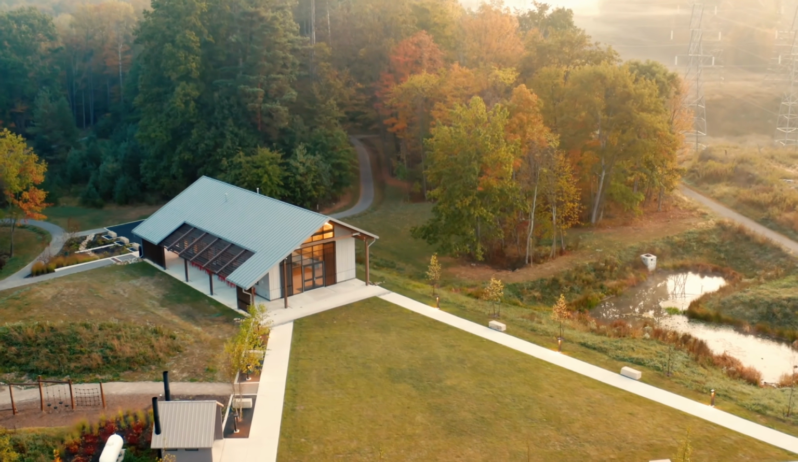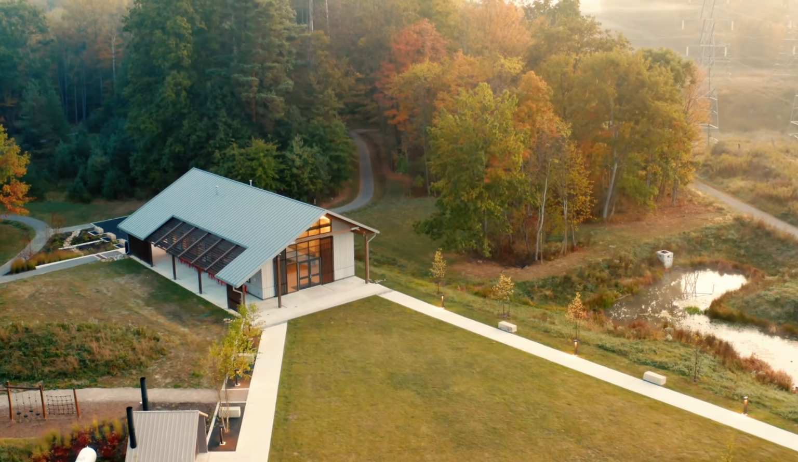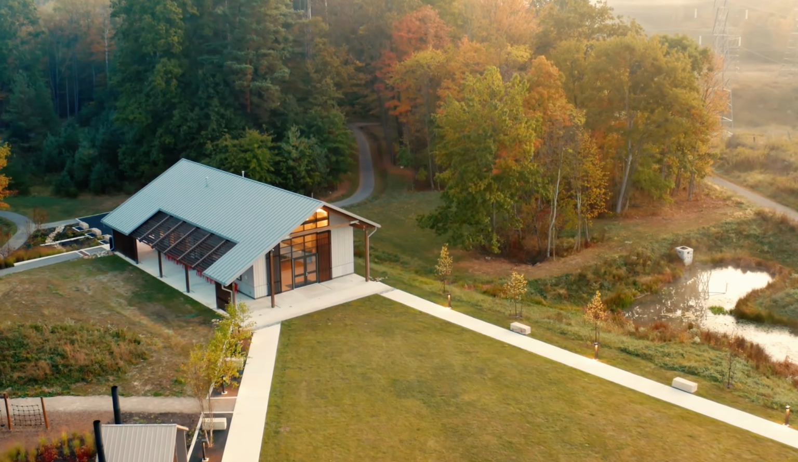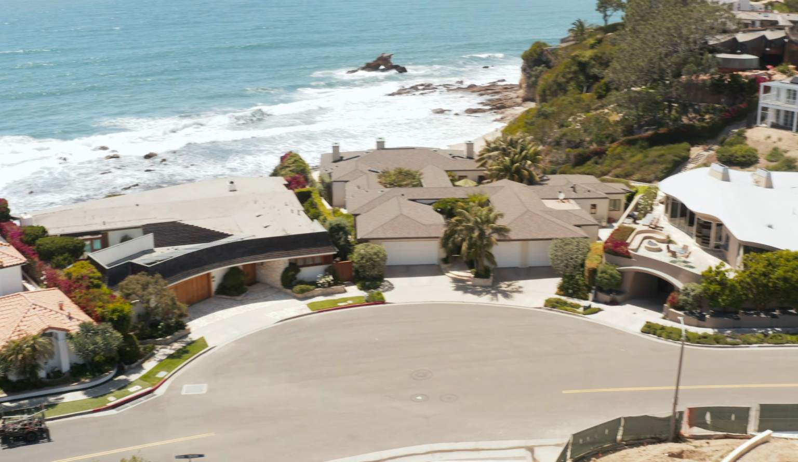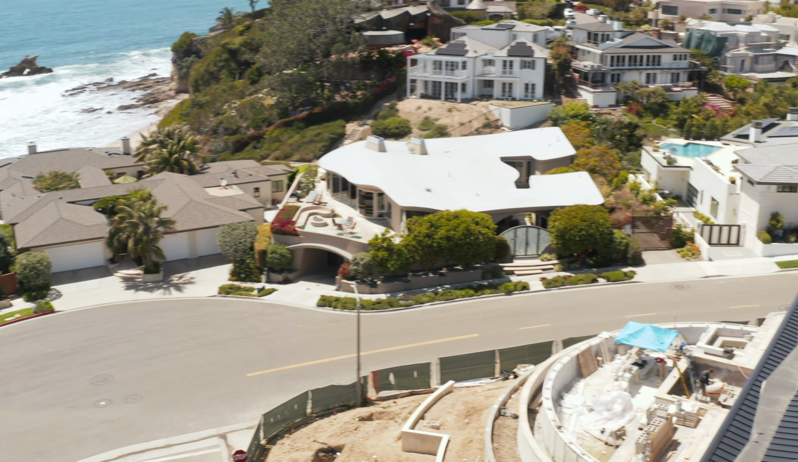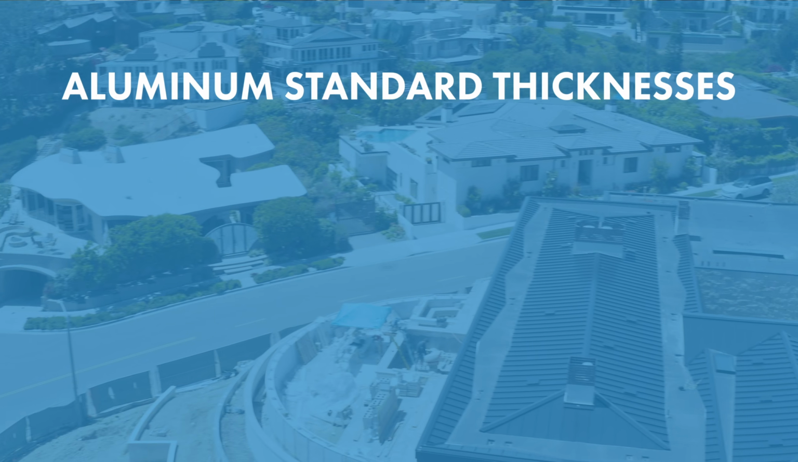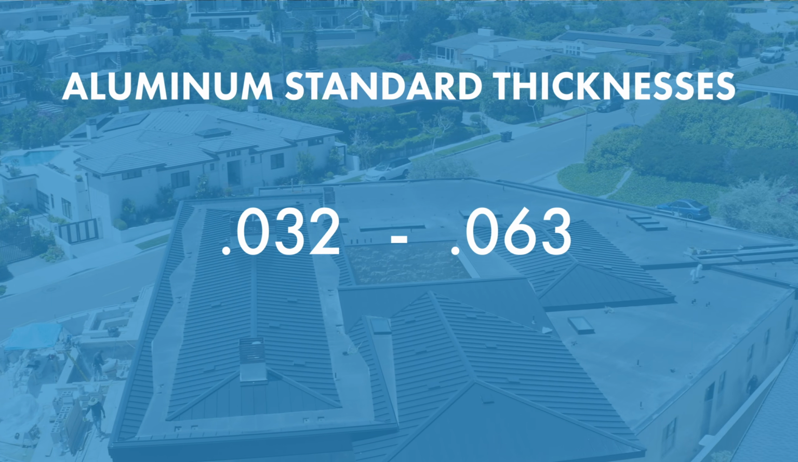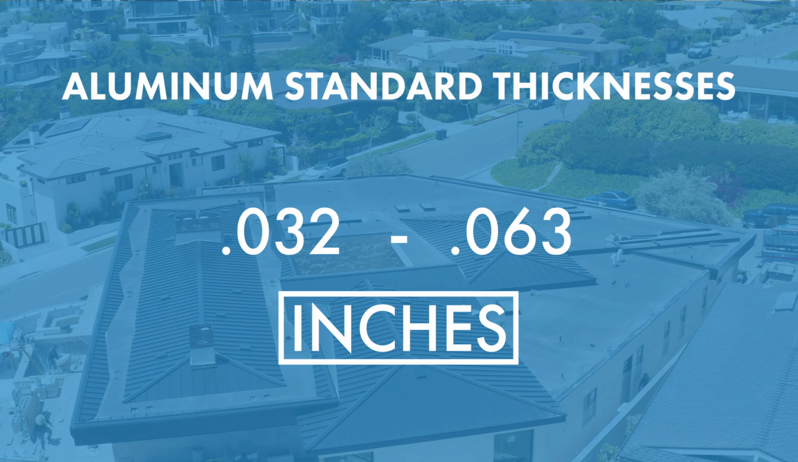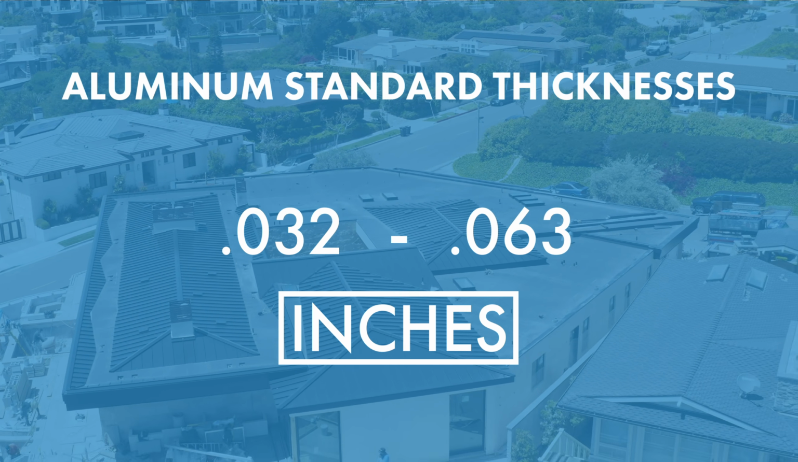Aluminum is another common metal material used for roofing, and although it is generally more expensive than steel, it offers better corrosion resistance around coastal and saltwater environments. Aluminum is measured in inches, with standard thicknesses ranging from 0.32 to 0.63. That's 0.032 inches to 0.063 inches. There are other metal materials used for roofing, such as copper, zinc, and stainless steel, but these are very high-end materials and come with a price tag to match.